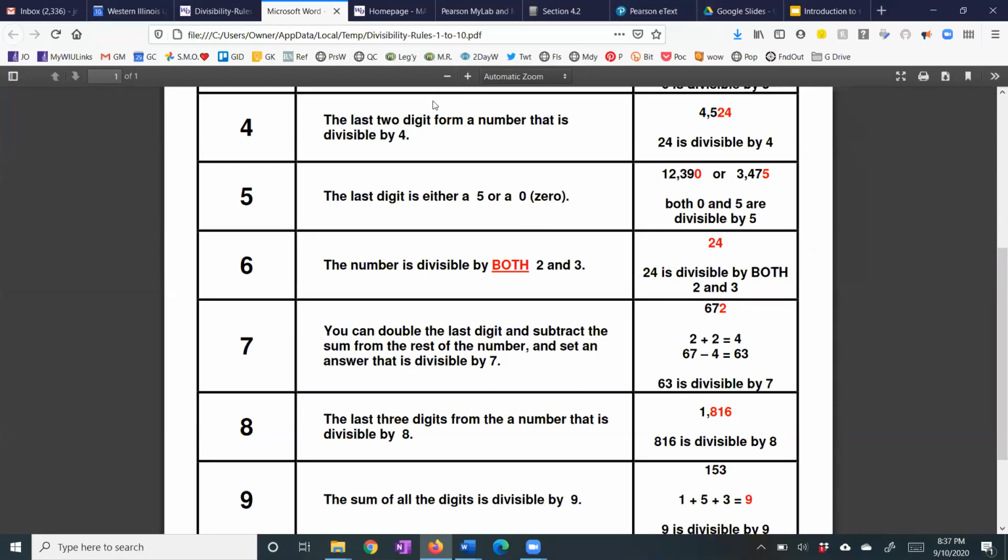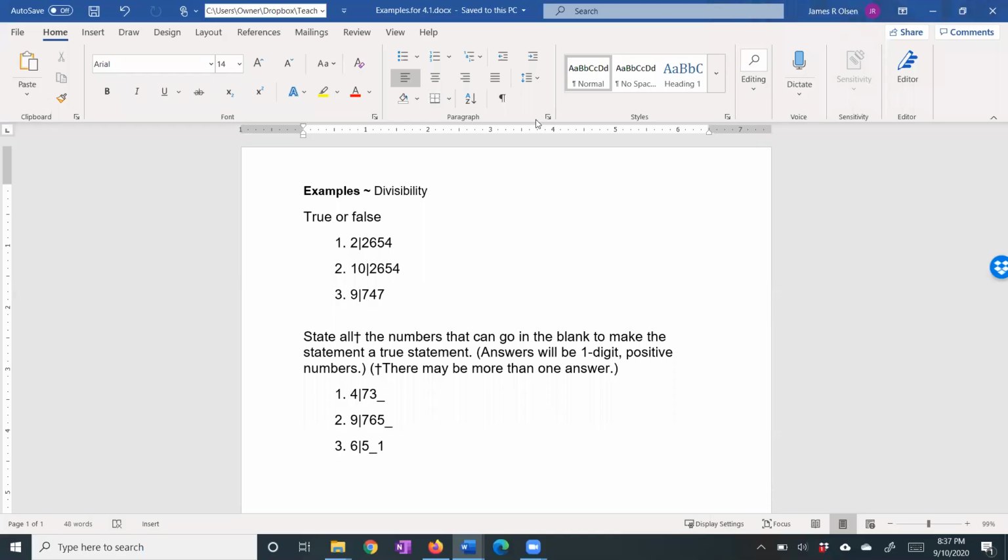Now let's go to some more examples. You might pause the video and see if 1, 2, or 3 are going to be true or false. Number 1 is true because the last number is 4, which is an even number. Question 2 is false because it does not end in 0. And question 3 is true because 7 and 4 and 7 is 18, and 9 divides into 18.